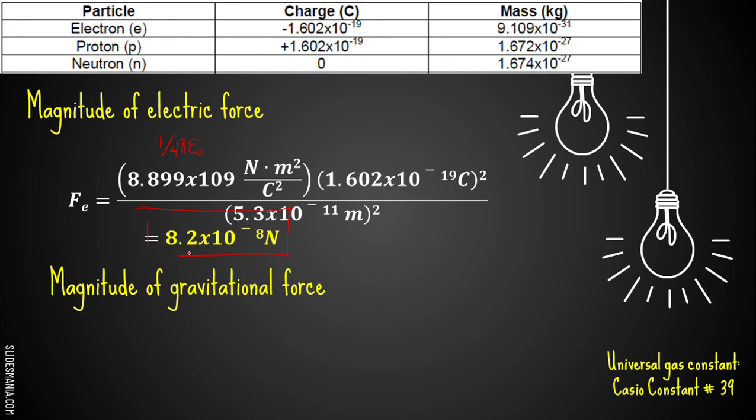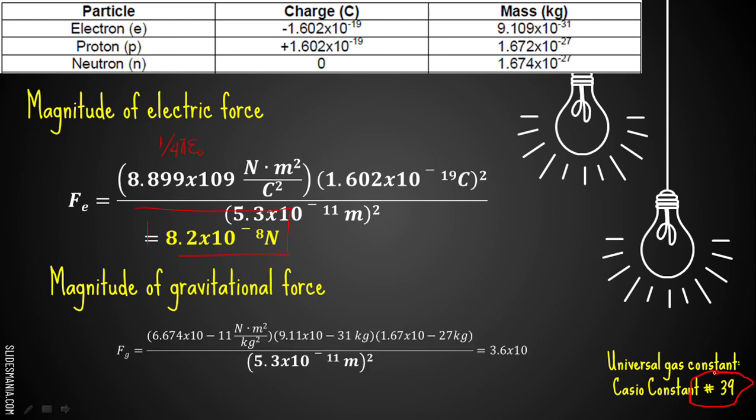Next, magnitude of gravitational force. So, parehas lang yung formula niyan. And ang gravitational constant, kung makikita nyo dito sa gilid, is constant number 39. So, hindi nyo na rin kailangan i-memorize kung meron kayong Casio calculator. So, Fg is equal to constant number 39, 6.674 times 10 raised to negative 11 Newton meter squared per kilogram squared times yung mass ng electron and mass ng proton.